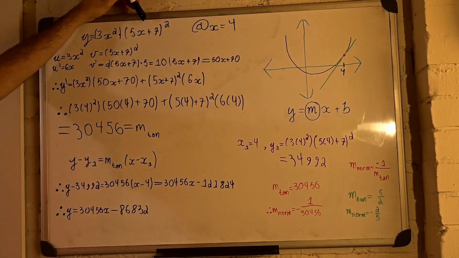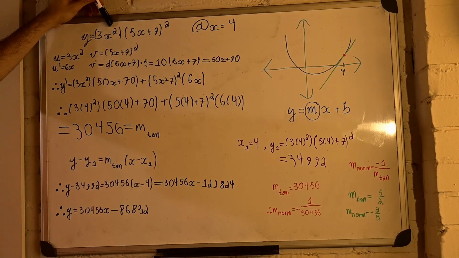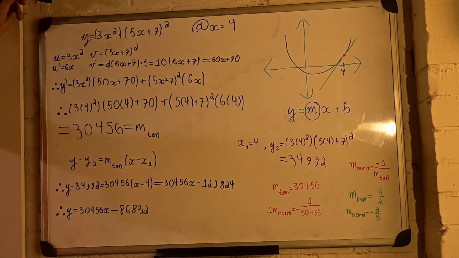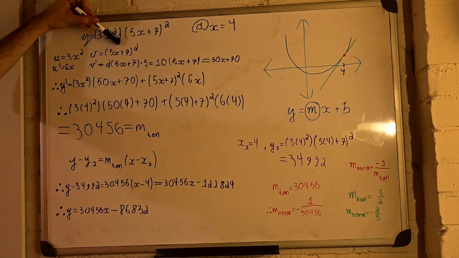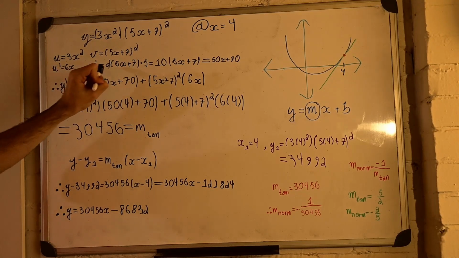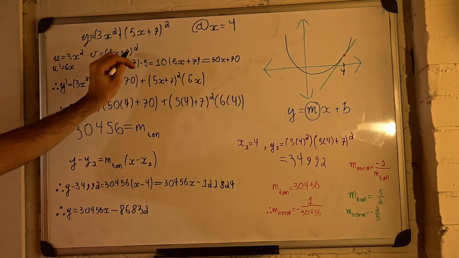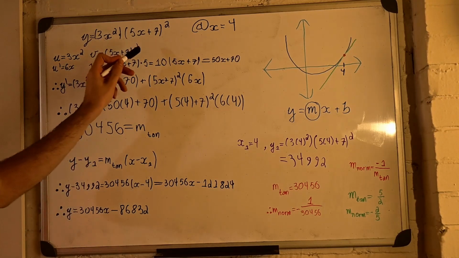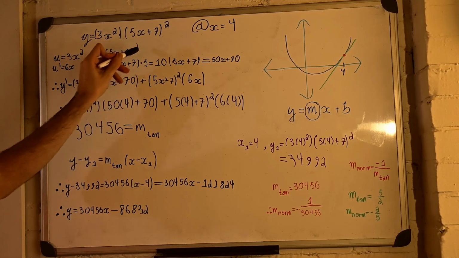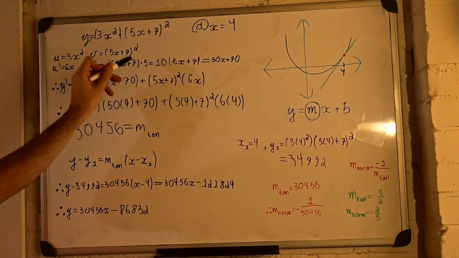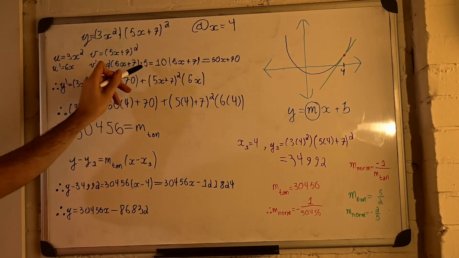So for this one, it's a product rule, right? We have 3x squared here, (5x plus 7) squared here. So I did a product rule. So u is equal to 3x squared, v is equal to (5x plus 7) squared, u prime is 6x. For v prime, we have to do the chain rule here, because it's 5x plus 7, and all that is squared. So we end up with 2 times (5x plus 7), because we take this 2 and bring it to the front, and then it's multiplied by 5 because the derivative of 5x plus 7 is 5.